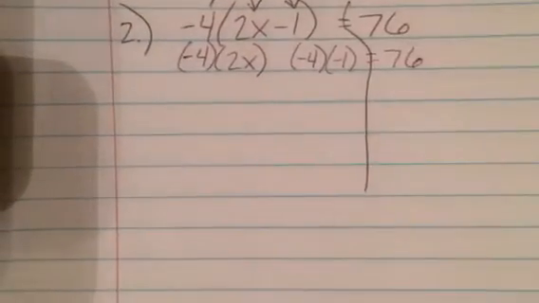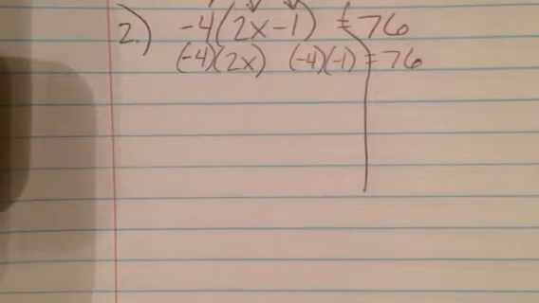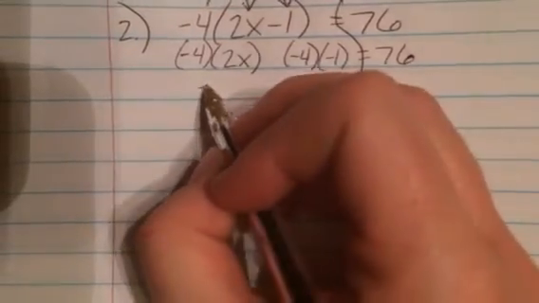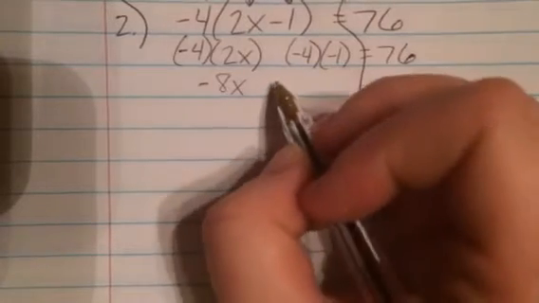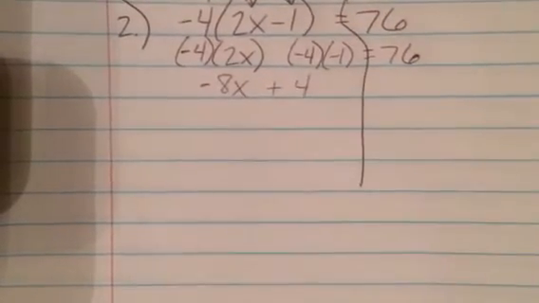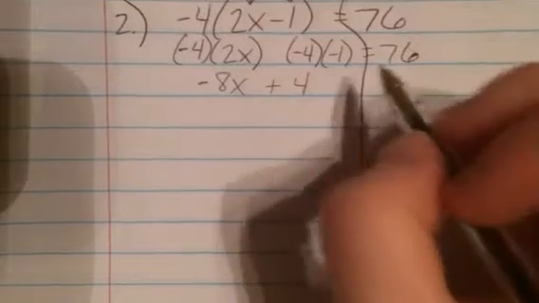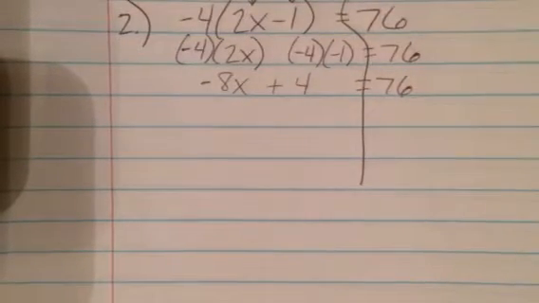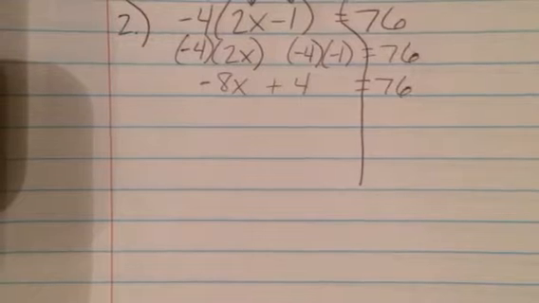I'll just bring that down until I'm ready to work with it. So now to finish out distributing, I'm going to multiply each little piece. So we have -4 times 2x is -8x. -4 times -1 is a positive 4. So watch out for your signs when you're multiplying. And then equals 76. So now I have a two-step equation I have to finish out.